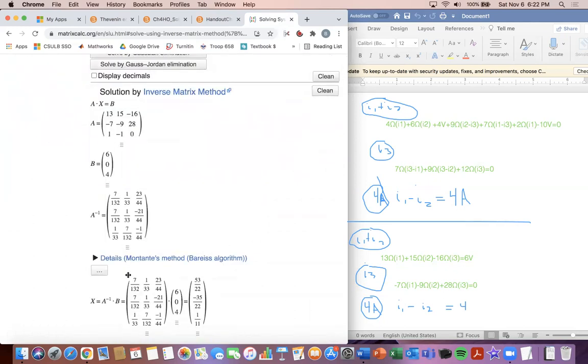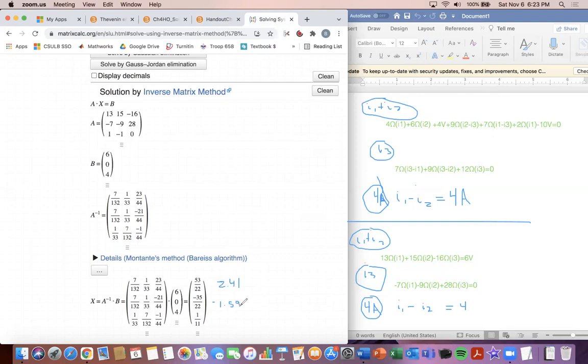Let's look at this. And what I'm going to get as a result, 53 over 22 gives me 2.41. So I got 2.41 for I1. And then here for the next one, -35 divided by 22, I got -1.59.